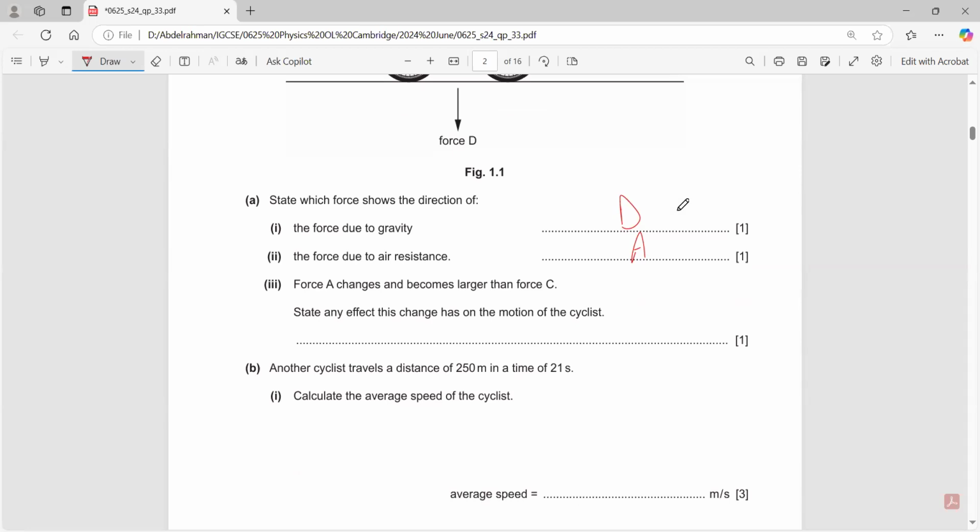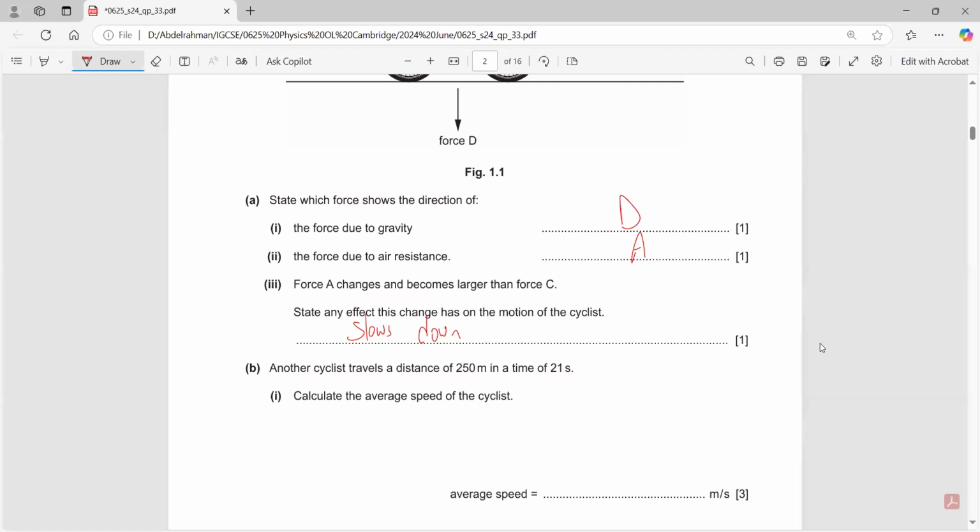Actually, no, this is a wrong answer. She cannot, or she will not move backwards. No, that is wrong. She will slow down. Yes, thank you. The speed will decrease if the air resistance is greater than the forward force, then she will slow down, or you can say the speed decreases.